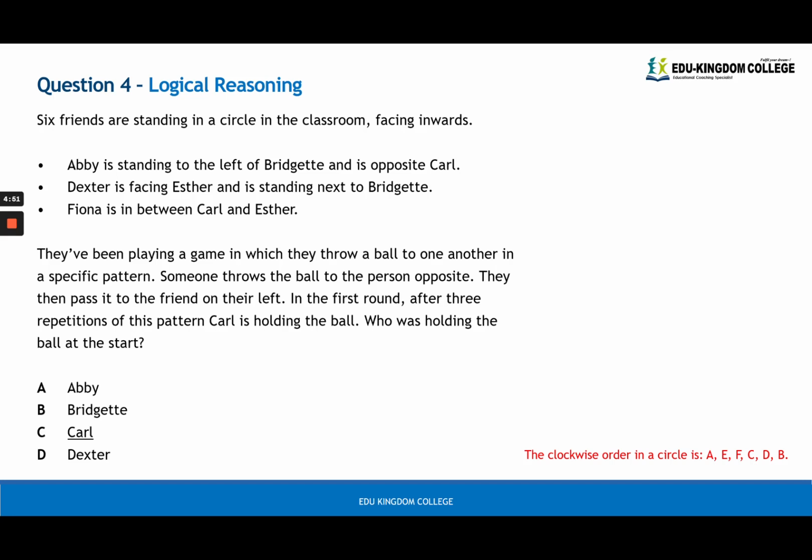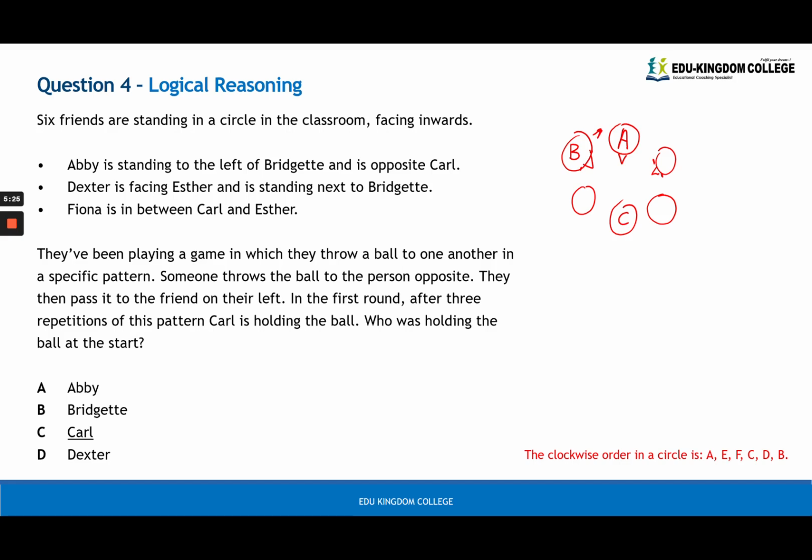Six friends are standing in a circle in a classroom facing inwards. Let's map that out. Abby is standing to the left of Bridget and is opposite Carl. If Abby is standing here, remember they're all facing inwards. This is the nose, the eyes, facing inwards. What is the left of Bridget? If Abby's to the left of Bridget, this must be Bridget, because that's her left. And Abby's opposite Carl.